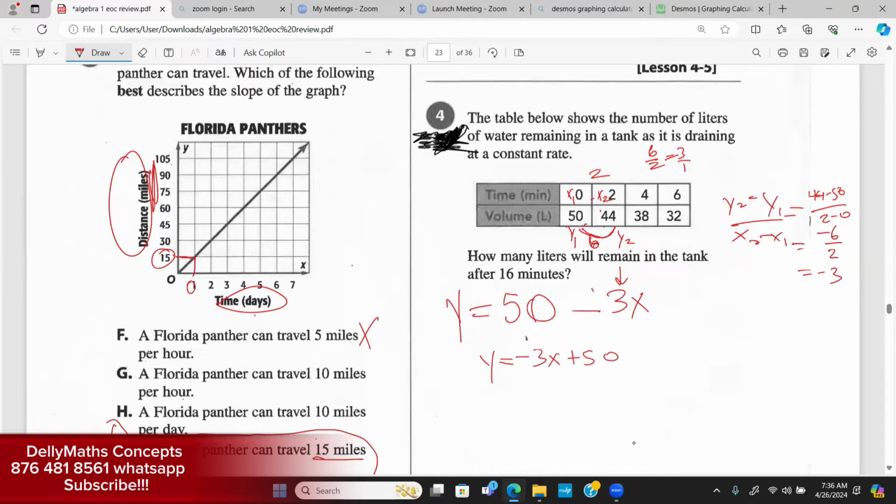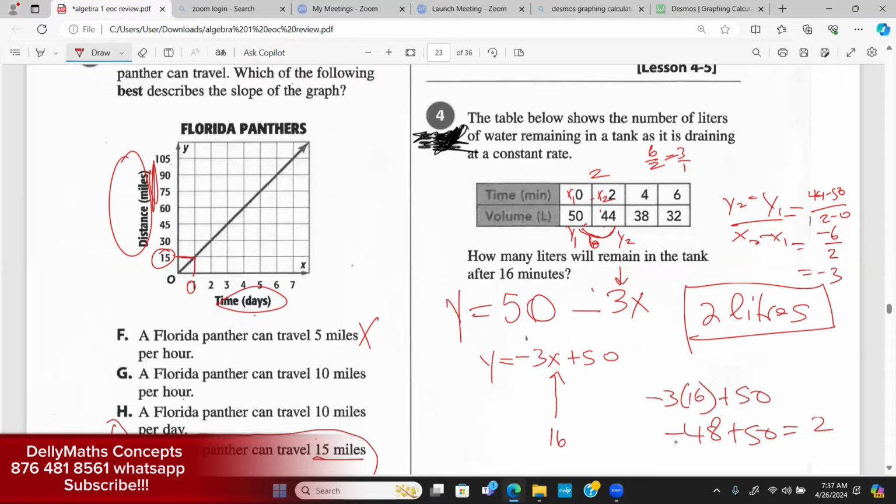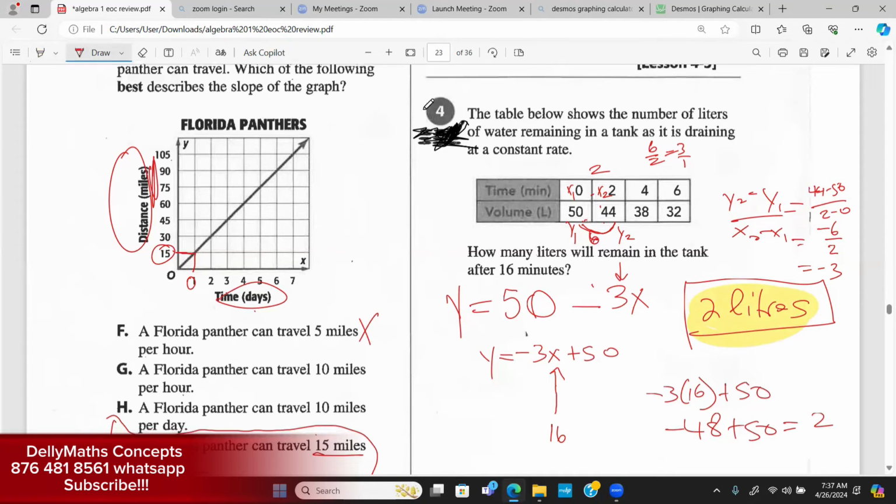So basically then you want to input 16 here. All you're going to do is input 16 there and see what you get. So we're talking about negative 3 times 16, and then you add 50 to it. All right? Negative 48 plus 50, and we're getting 2. So this is suggesting that you're going to have 2 liters in the tank after 16 seconds, based on the rate at which it is coming out. So one has to read and then interpret and move on.